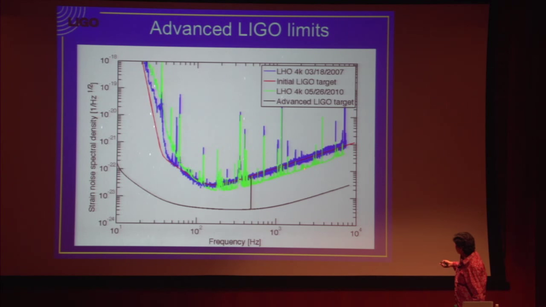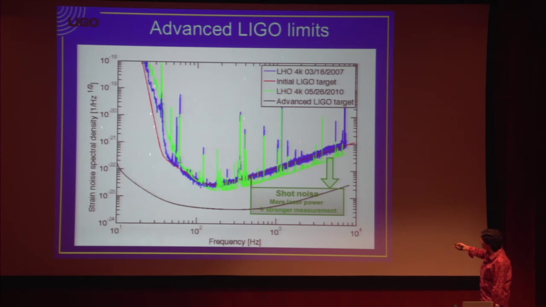So I told you that what happened is we increased the laser power, and so we get a stronger measurement. So in this region where we're limited by our ability to count enough photons accurately, we get an improvement. This curve goes down because we have more laser power. The shot noise, or the quantum noise, scales as the square root of the number of photons, whereas the signal scales as the number of photons. So you win by the square root of the number of photons in signal to noise, and that's exactly as promised.